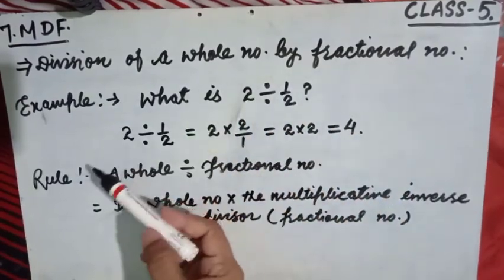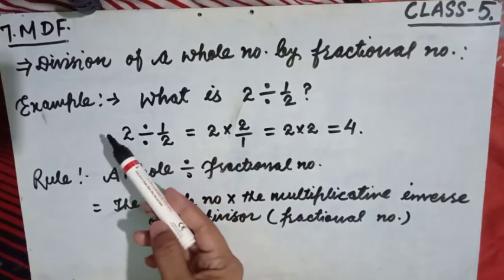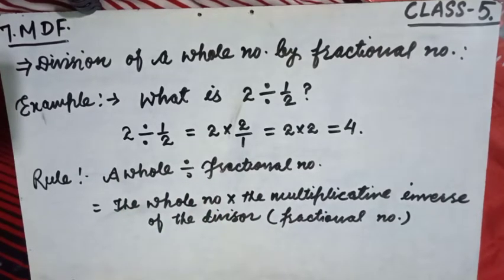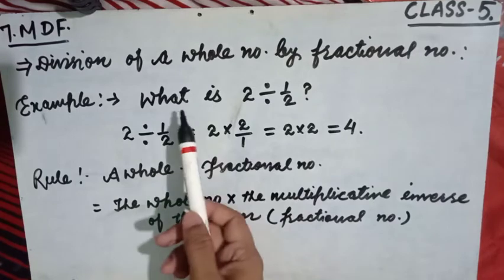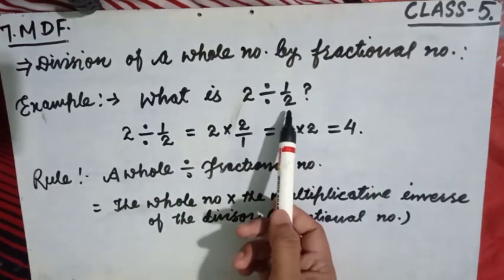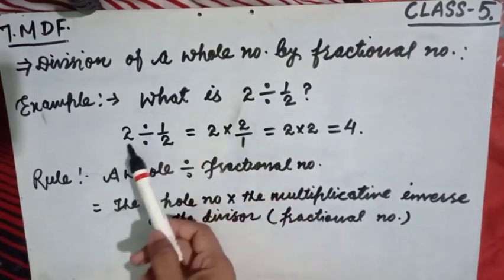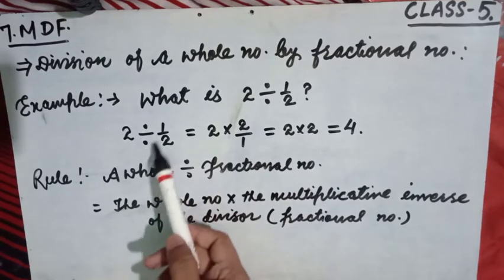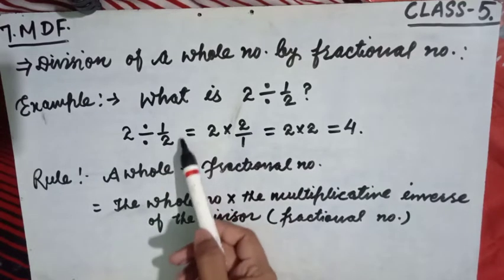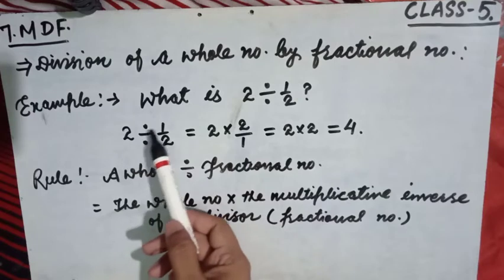So have a look, friends. We have taken an example and we are going to figure it out with the help of examples. So here is the first example. What is 2 divided by 1 by 2? It's very simple. Write 2 as it is, 2 divided by 1 by 2. Here 1 by 2 is the divisor and 2 is the dividend.